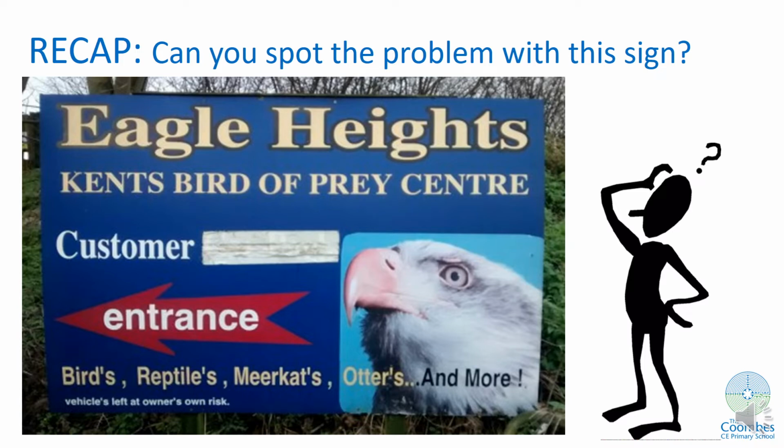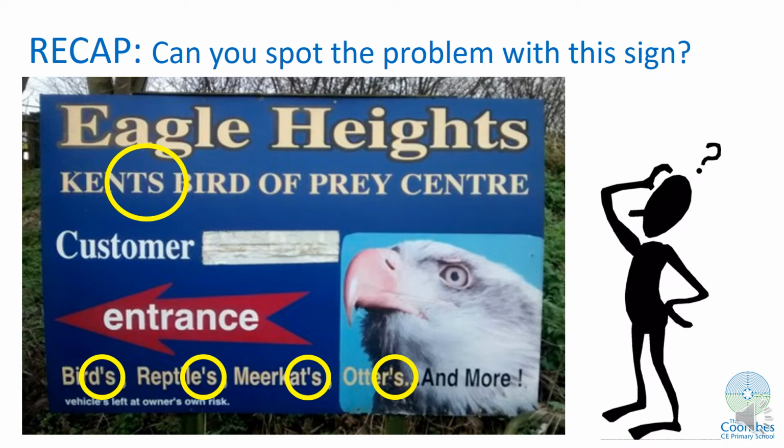Now, I'll give you a clue. There are several mistakes here. I wonder if you can spot them all. Here they are. First of all, Kent's bird of prey centre is missing an apostrophe. The bird of prey centre belongs to Kent, and so there should be an apostrophe S in this case.